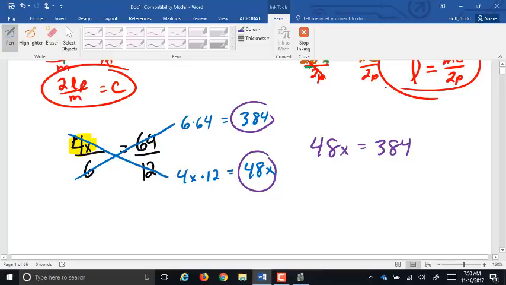48x equals 384. So we're going to solve this equation now by dividing by 48. X equals 8.